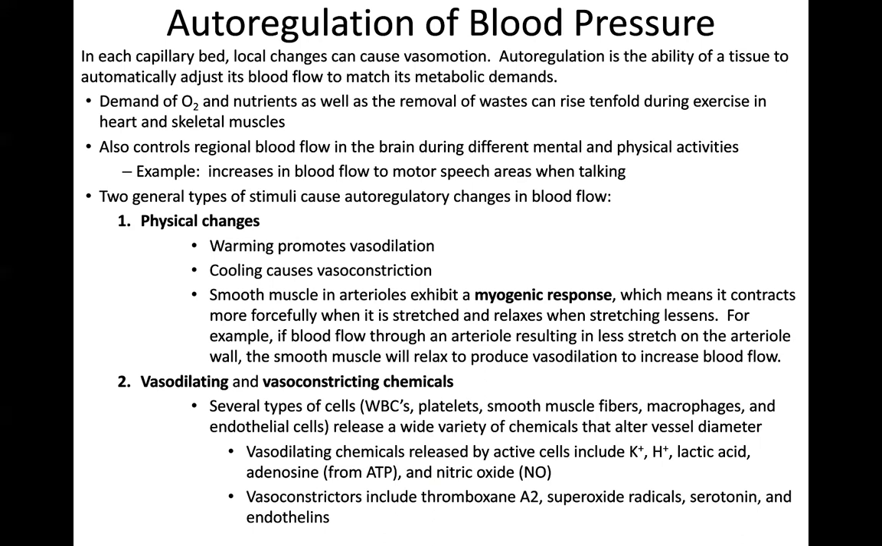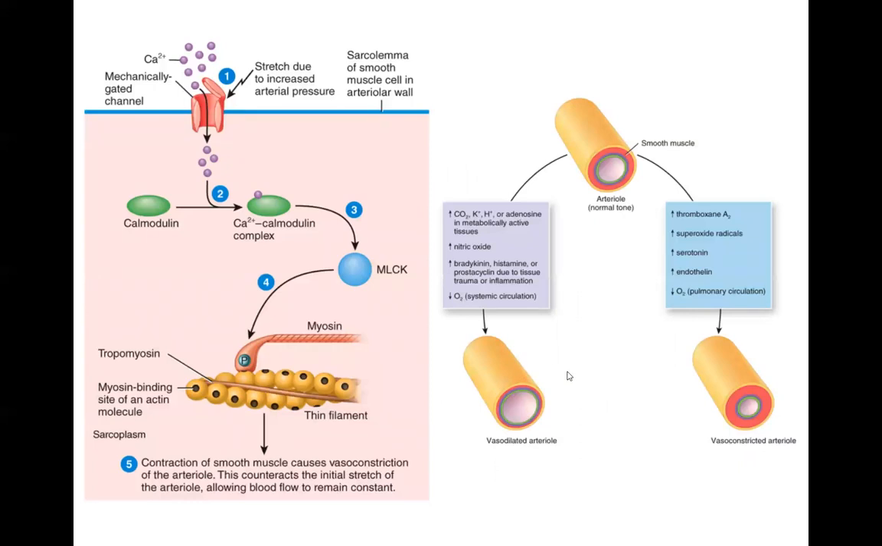Those that vasoconstrict include thromboxane A2, superoxide radicals, serotonin, and endothelins. We don't talk too much about most of those, but we will mention thromboxane A2 in our next lecture when we talk about blood clotting, because this is a chemical that we release when we want to stop bleeding so much. That's what this figure on the right is showing you. We've got chemicals on the right that promote vasoconstriction, and chemicals on the left that promote vasodilation.